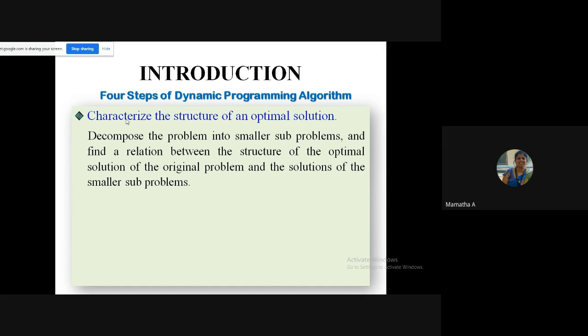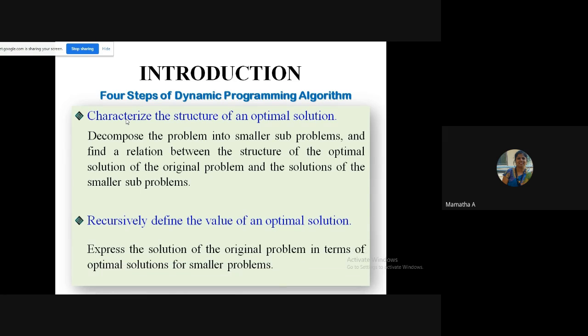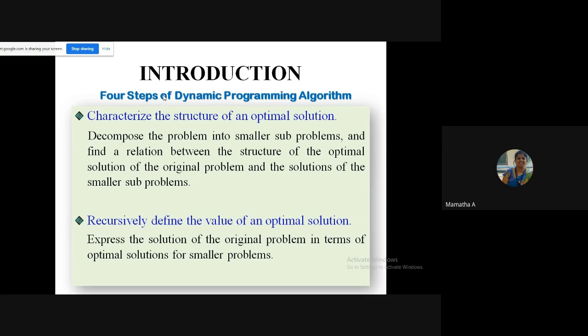The second step is, after finding the relation, I should recursively define the value of the optimal solution. Meaning to say, I should express the solution of the original problem in terms of optimal solutions for the smaller problems. So I should recursively define how I obtain the solution of the original problem in terms of optimal solutions for smaller problems. Should I draw a recursive algorithm or write some recursive definition? All these things will be done in step 2.